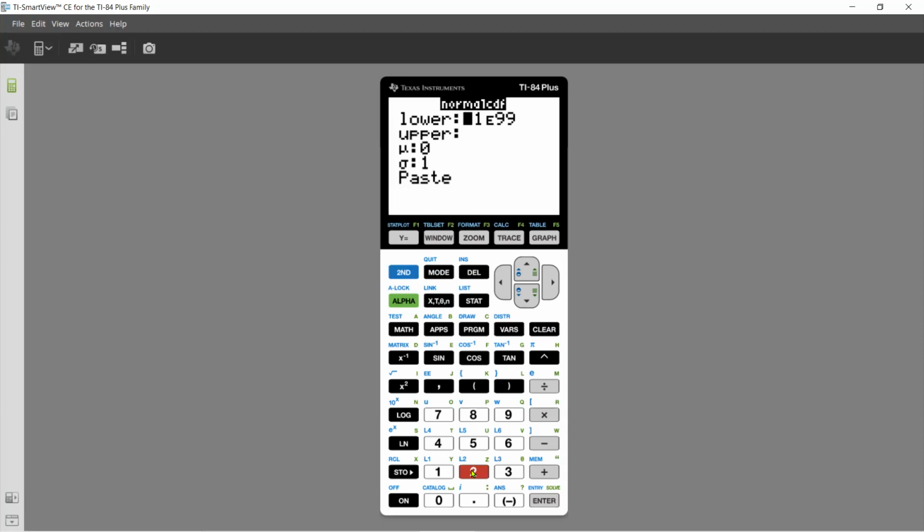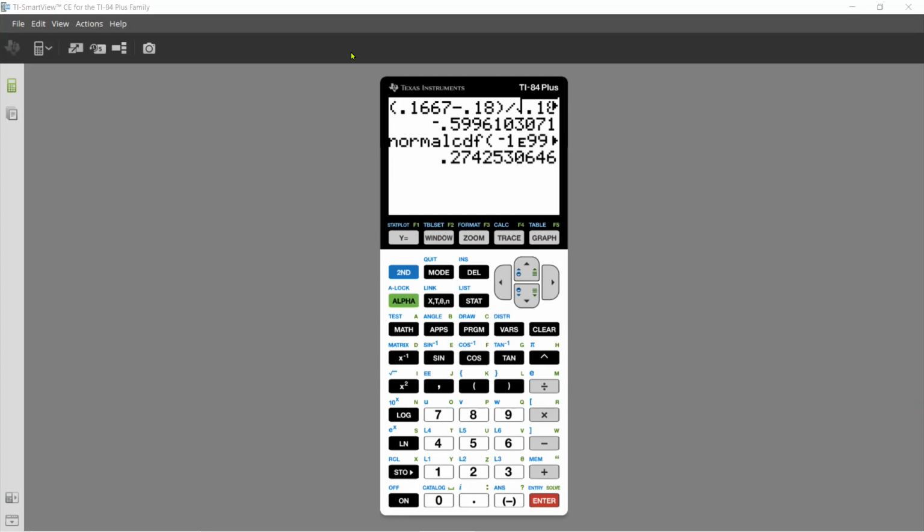Lower is negative E99. Upper is your Z-score, which is negative. Be sure you use the toggle minus down here by the enter key, negative 0.60, 0 and 1, and paste it. So it should look like this on your screen. Because we're finding the area under the curve, that area should be positive. It's 0.2743 if you round. So this is our p-value, 0.2743.